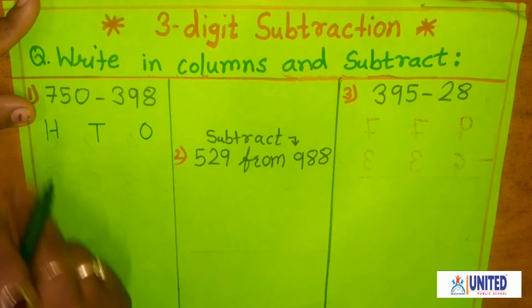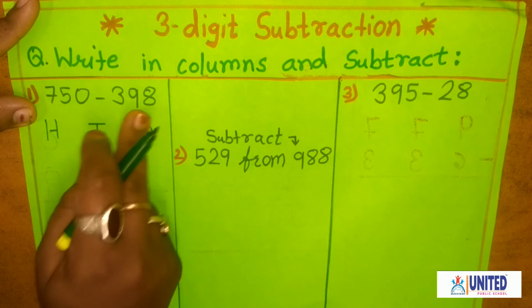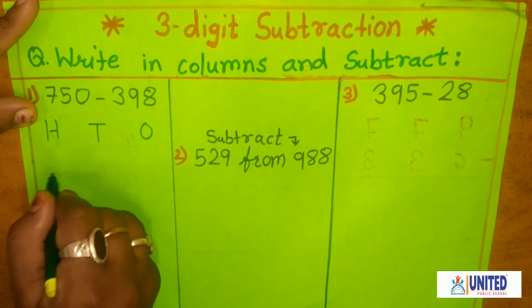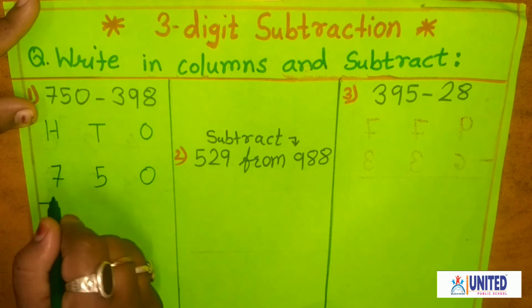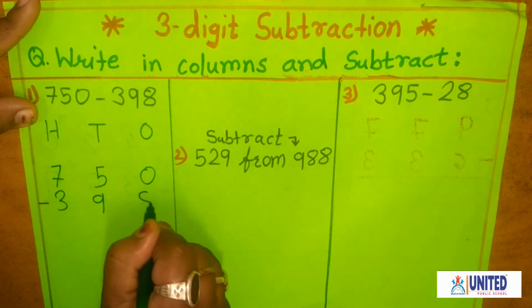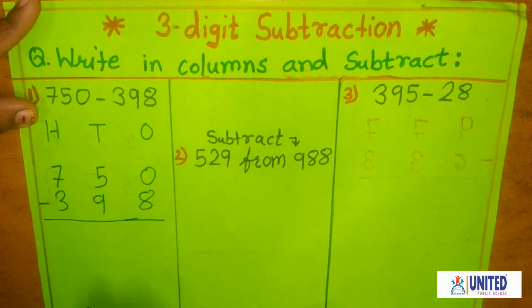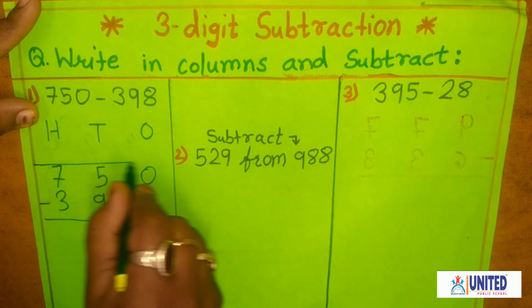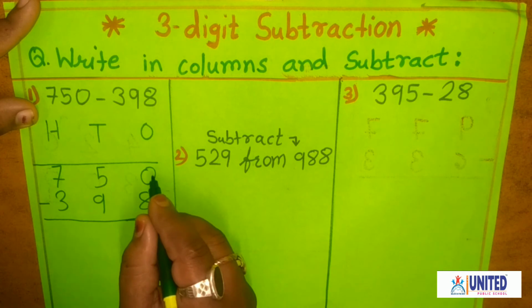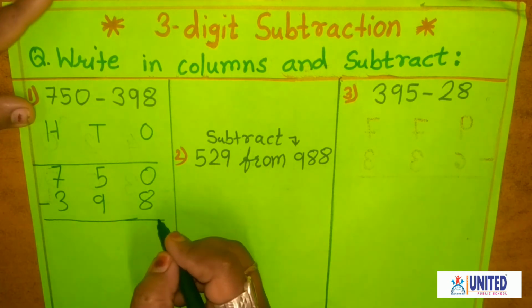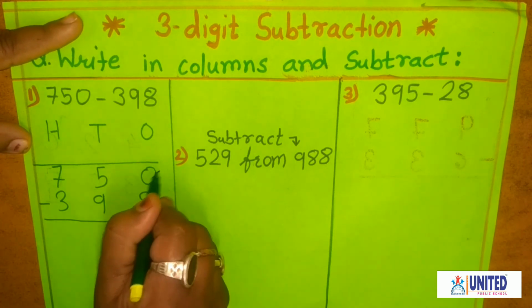Okay. Now, which is the bigger number, 750 or 398? Yes, 750. So write down 750 first, minus 398. Okay, now subtract it. Here there is a space for borrow. Now, in the ones column, 0 minus 8. Is that possible, 0 minus 8? No.